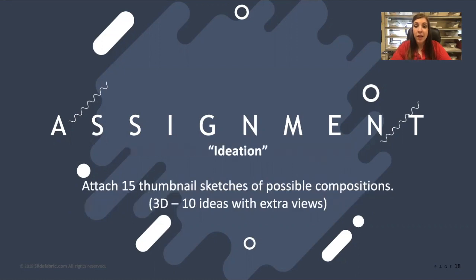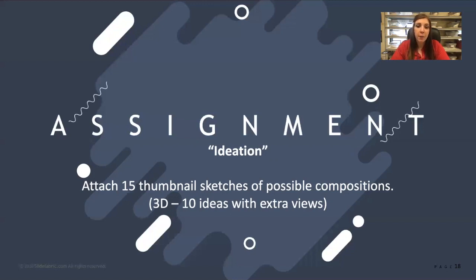All right. Now this is on that handout, but a lot of students don't read the handout and then they forget to do this. So I'm going to mention this in the video as well. Make sure that you do the ideation part of that assignment. So you're going to do 15 thumbnail sketches of possible compositions. If you are 2D and drawing, that means 15 different pieces.